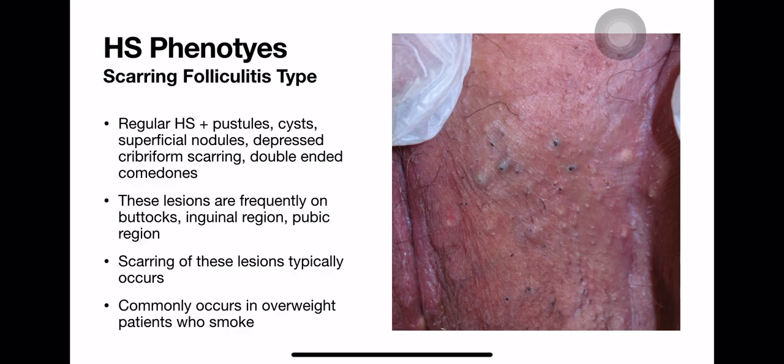Next would be the scarring folliculitis type. So this would be the regular HS with the presence of pustule cysts, superficial nodules, depressed cribriform scarring, and double-ended comedones. So these are frequently found on the buttocks, inguinal region, and pubic region. Scarring typically occurs and usually occurs in overweight patients who smoke.